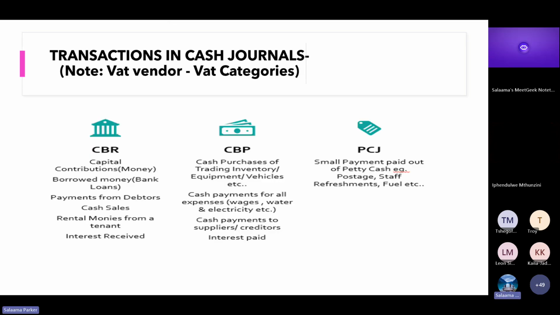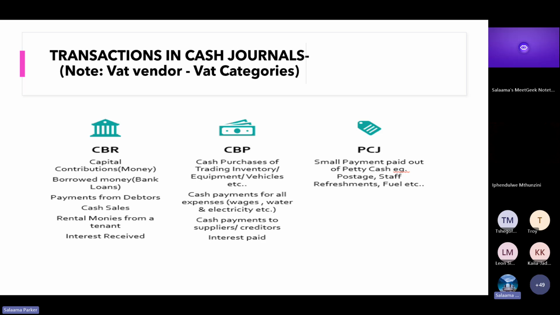We will just revise again what different transactions are recorded in these cash journals in our CBR, which we know is our cash book receipts. What transactions do we record in there? What the owner has contributed to the business in the form of capital. If the owner has borrowed money, so he's got an additional loan and has received the payment from the bank, then that will also be recorded into the cash book receipts.